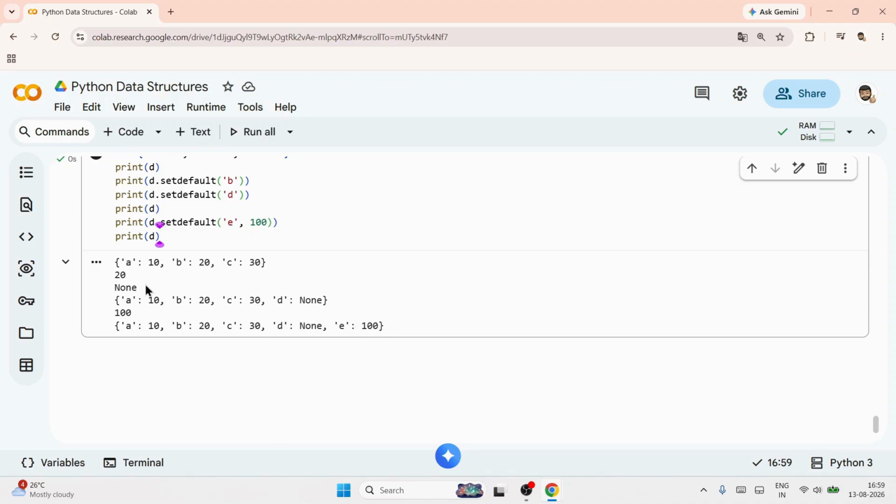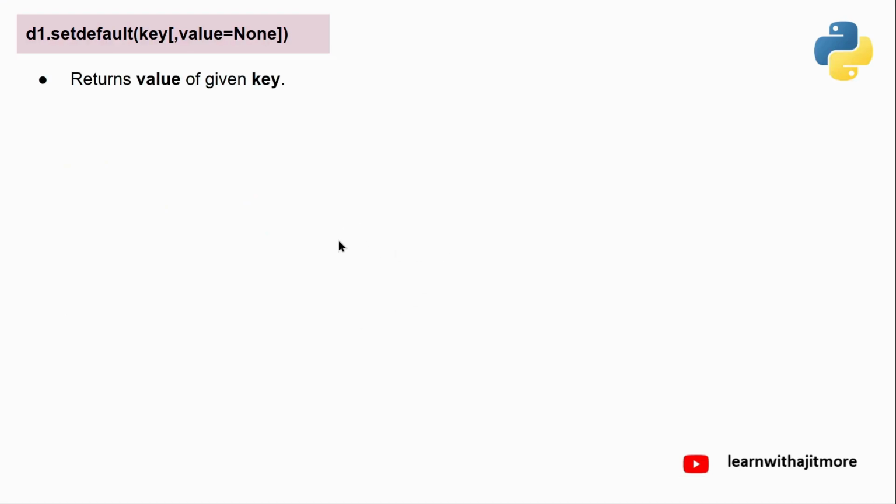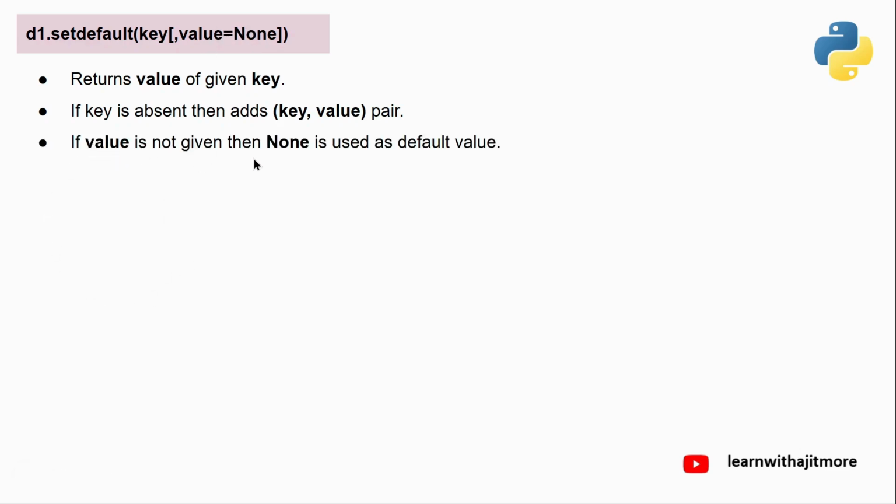If the key is present, it will give the value. Absent, it will add it. जो की आपने दिया हुआ एब्सेंट है तो ऐड कर देगा, प्रेजेंट है तो उसकी वैल्यू रिटर्न करेगा. That's simple it is. Get it? तो returns value of given key. Whatever key you give, it returns the value of it. If key is absent, then it will add this key and this value as a new key value in the dictionary. And if the value is not given, it takes by default value as none.